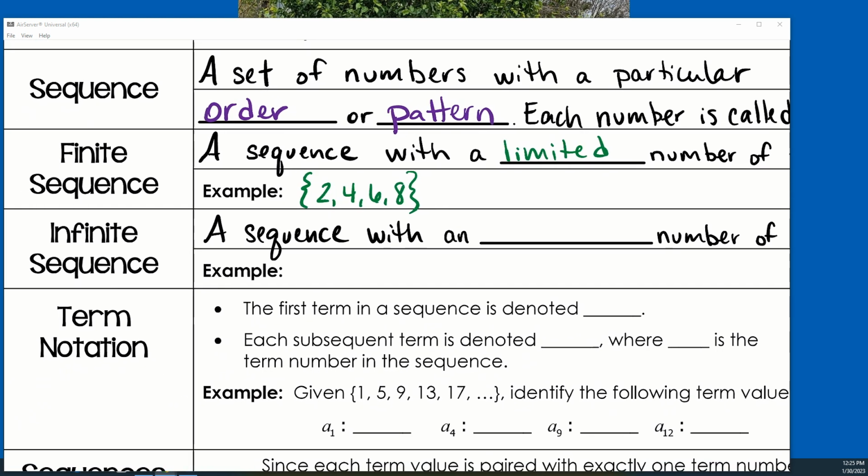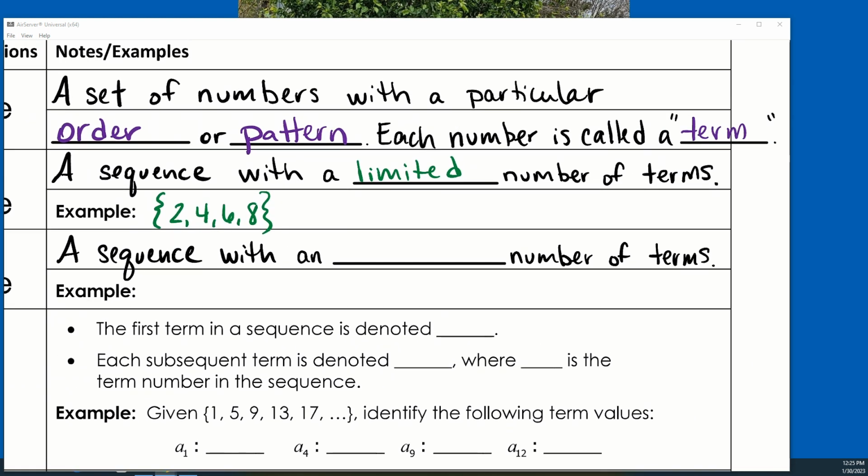And then an infinite sequence is a sequence with an unlimited number of terms. It's impossible to list an unlimited number of terms, but what we'll do is have 0, 1, 2, 3, 4, and then we'll do dot, dot, dot. That means just continue that sequence forever.